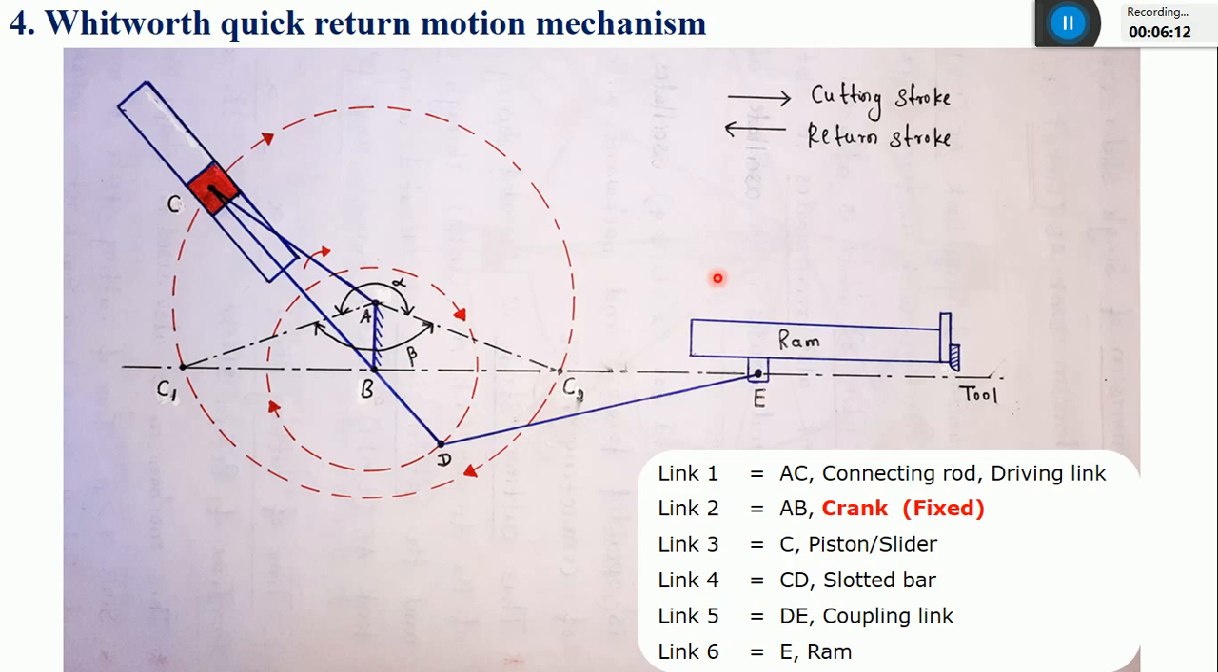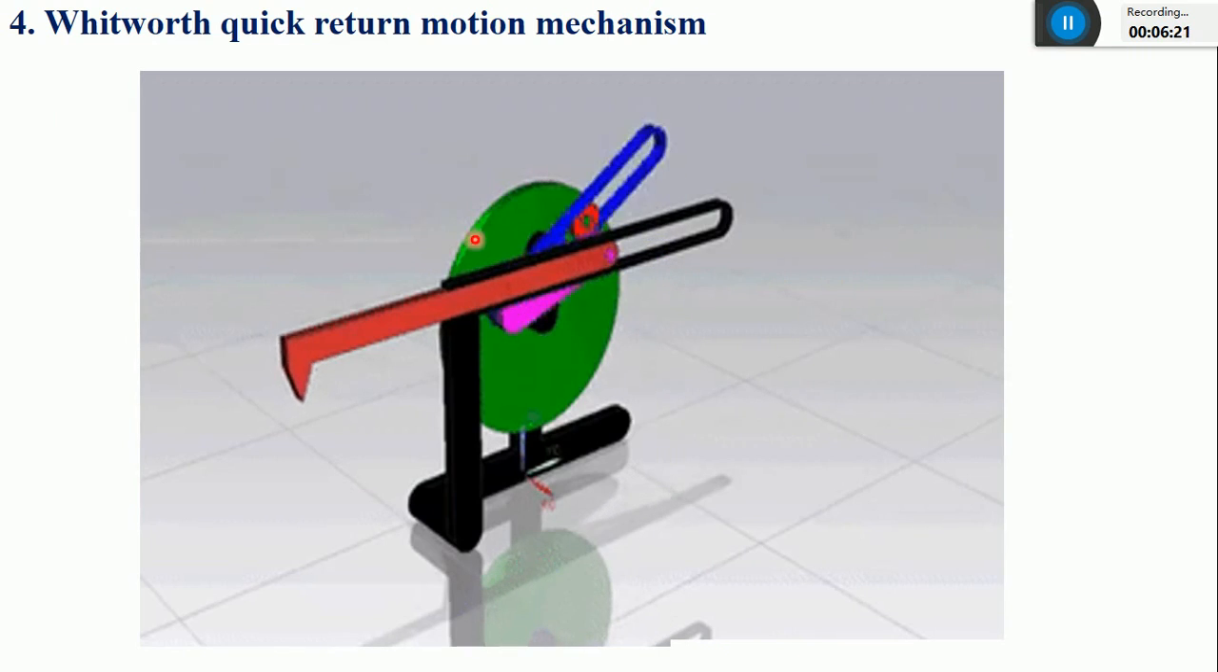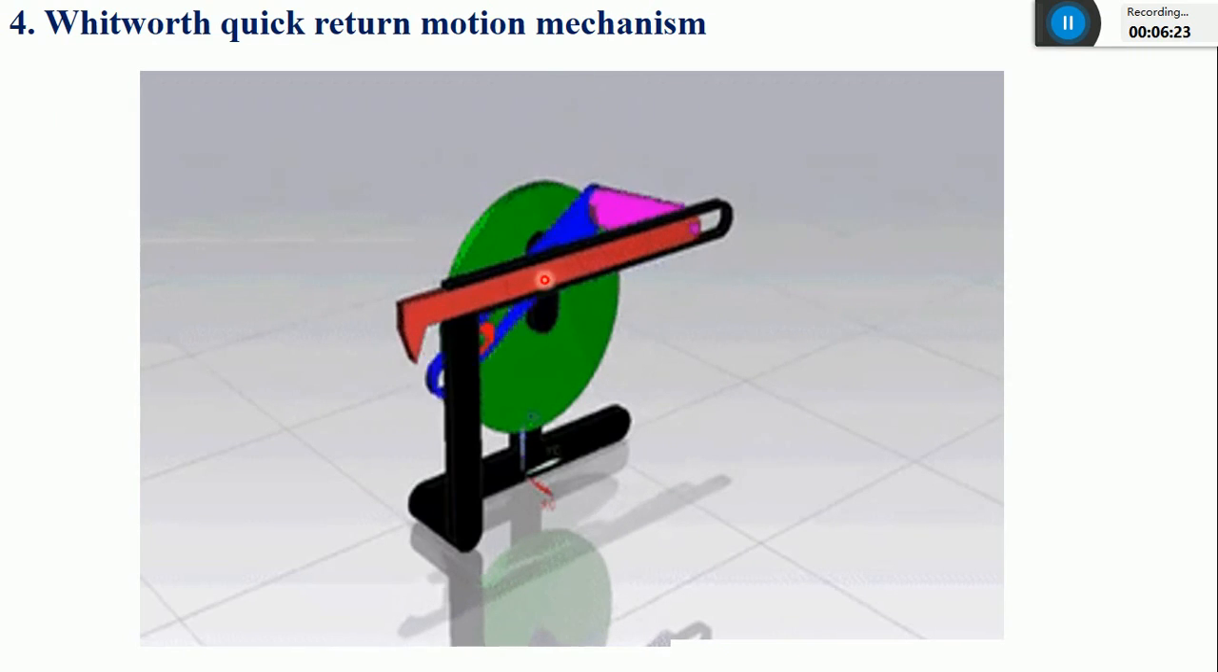So this was the application of the crank and slotted lever mechanism, as well as the Whitworth quick return motion mechanism. This was the animation. You can see the slotted bar is also rotating, and the slider is also rotating.